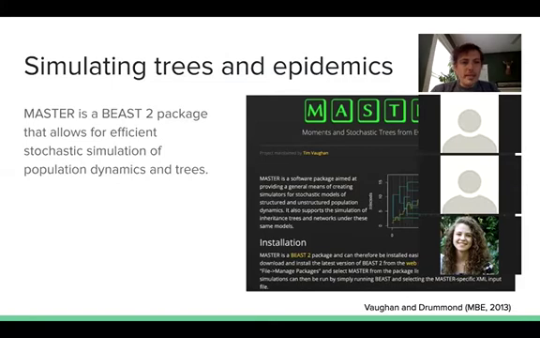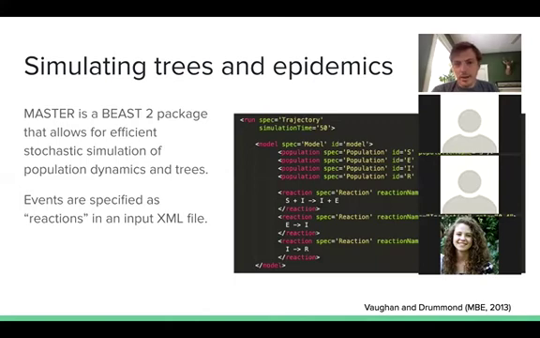So fortunately, there's very efficient software for doing this for us. One nice package was written by Tim Vaughan, and it's the MASTER package in BEAST 2. And what MASTER does is it uses the stochastic simulation algorithm to simulate population dynamics as well as trees forwards in time with a model that includes demographic stochasticity. So we'll get a chance to actually play around with this in the tutorial on Wednesday.